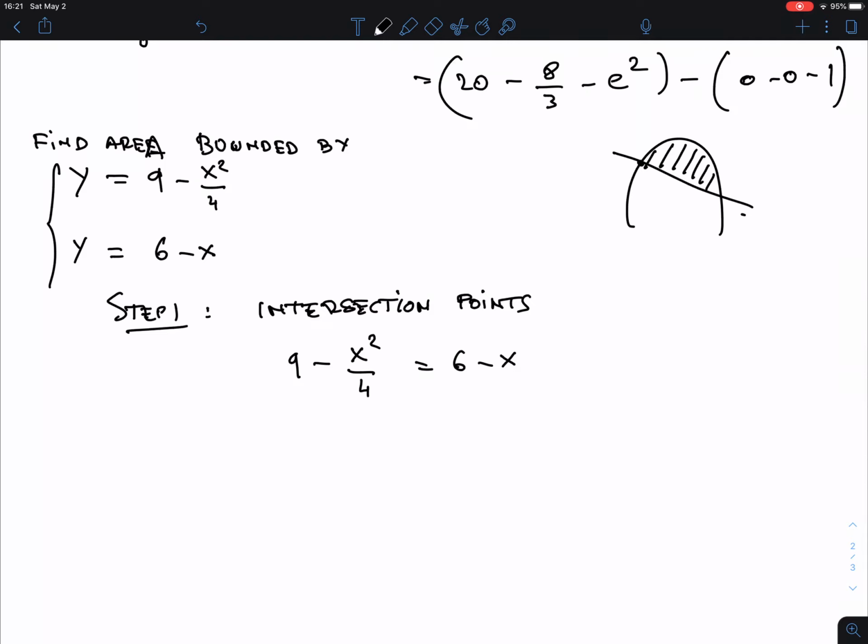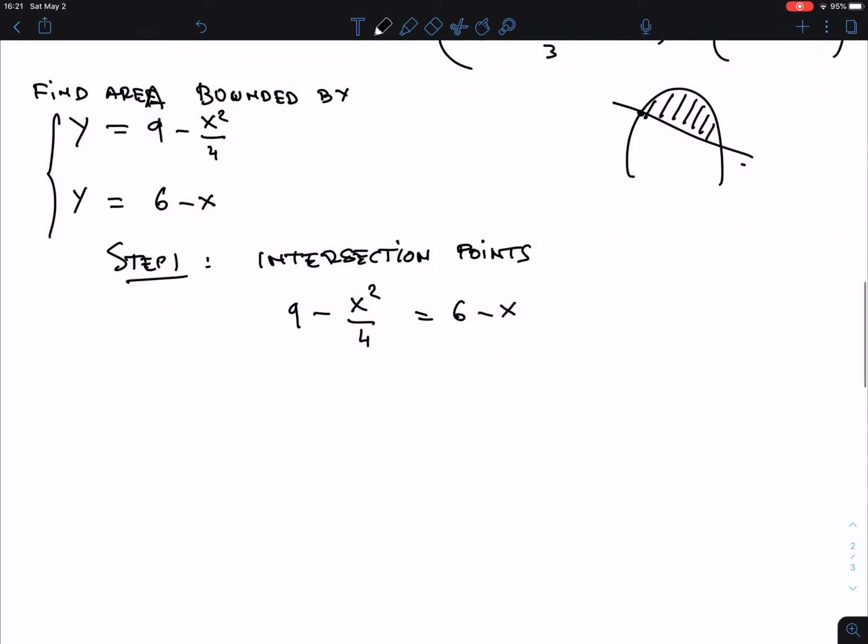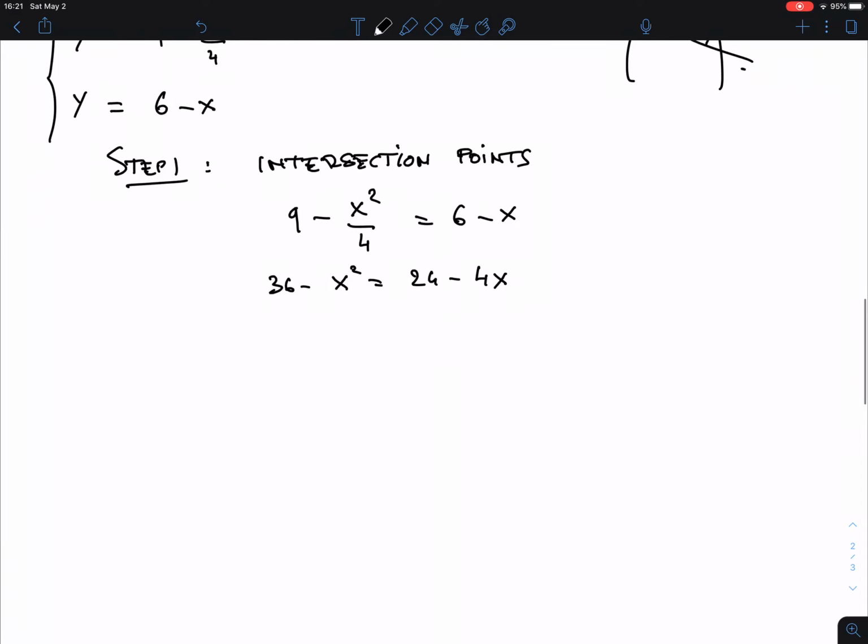So you put the two equations equal to each other and solve for x. Now let's do this out. I don't like the 4, so I'm going to multiply everything by 4. 36 minus x squared is 24 minus 4x. It's a quadratic, so everything goes on one side. Bring everything to the right hand side.